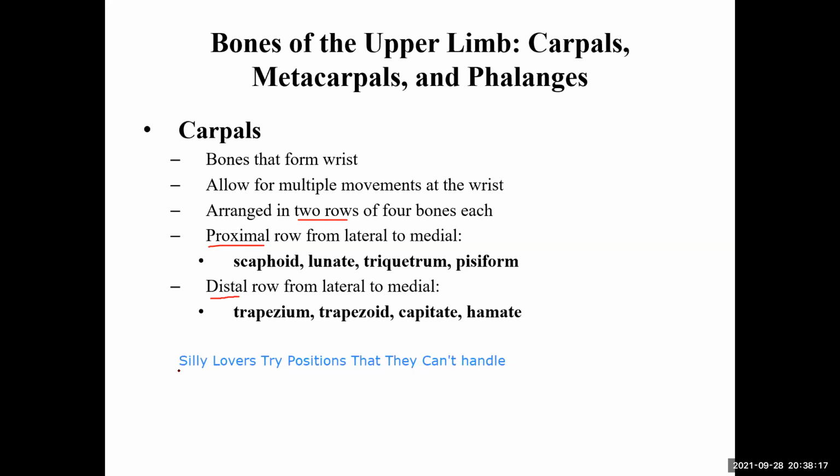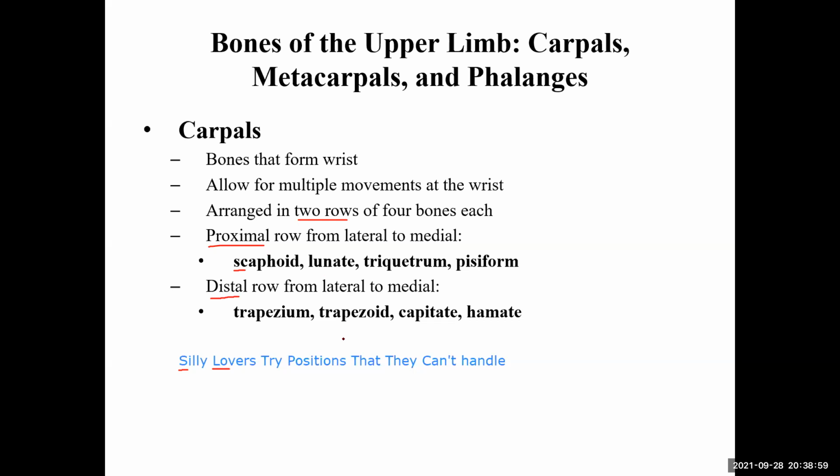So: silly lovers try positions that they can't handle. You take the first letter of each word and it correlates with a carpal bone. I'm not going to underline every single one, but if we start up here: scaphoid, silly; lunate, lovers; triquetrum, try; pisiform, positions; then trapezium, that; trapezoid, they; capitate, can't; and then hamate, handle. However you want to remember it, that's one way that people I went to school with were able to remember the mnemonic for the carpal bones.